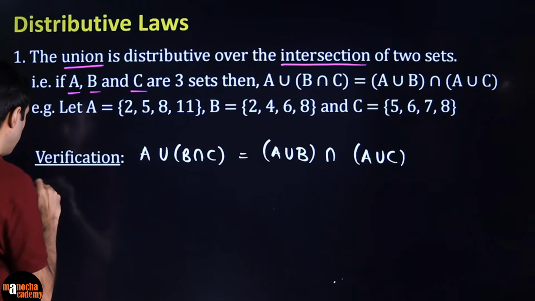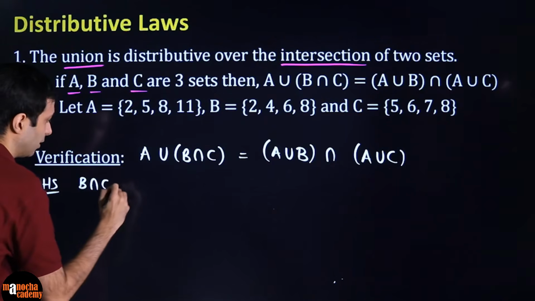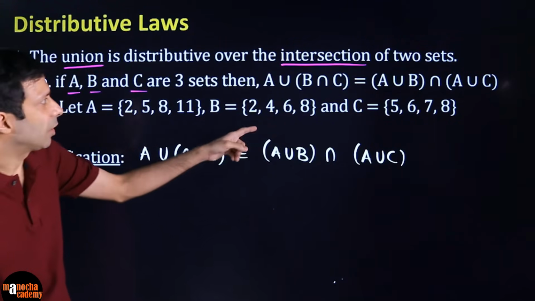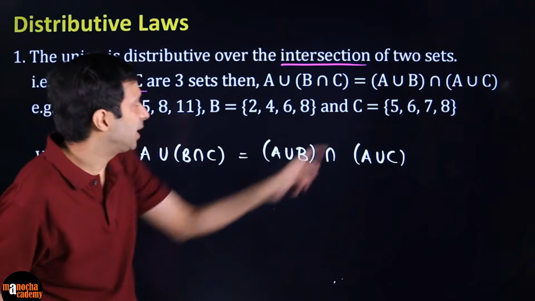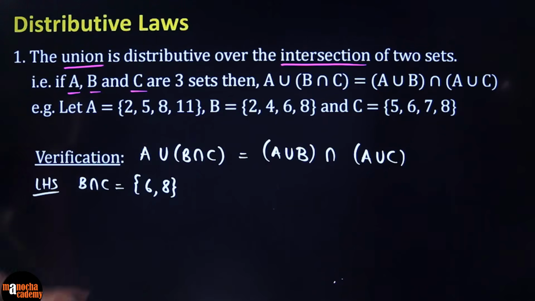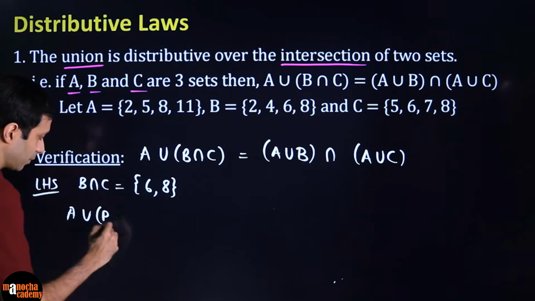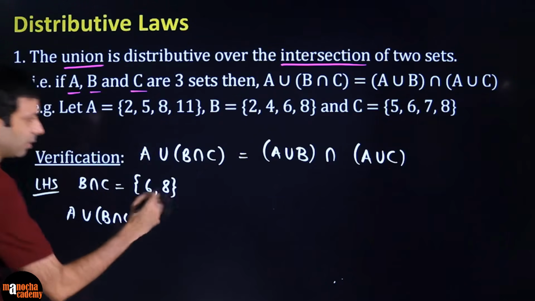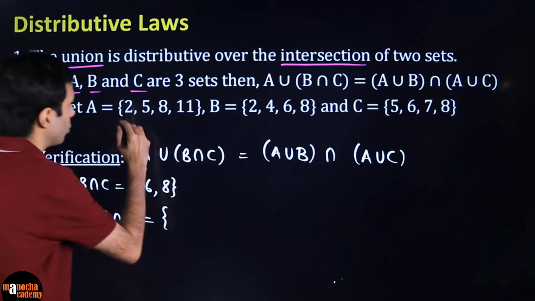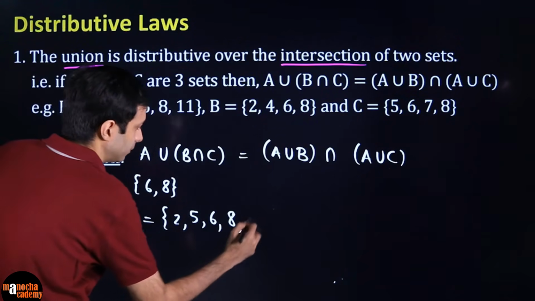What is it going to be? So let's look at the left hand side first. LHS, we are going to solve B intersection C. And how much is that? If we take B intersection C, what are the common elements? You can see it's going to be 6 and 8. So can you guys help me here? 6, 8, right? And if I do the union with A, so A union (B intersection C), so 6, 8 and all of these. So what will I get? So 2, 5, 6, 8, 11.